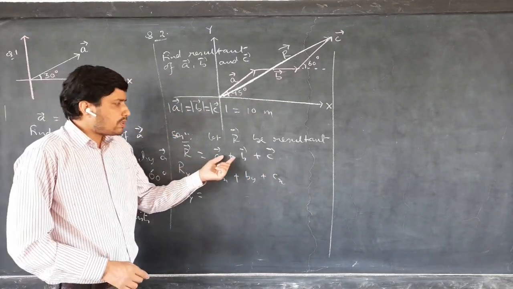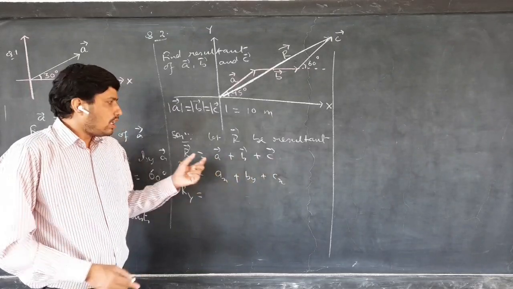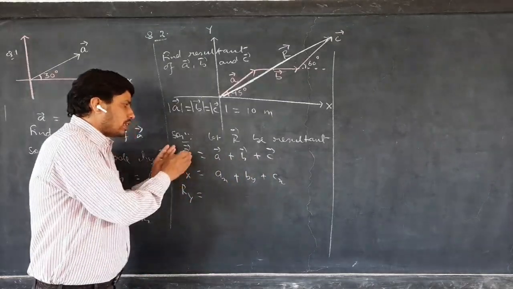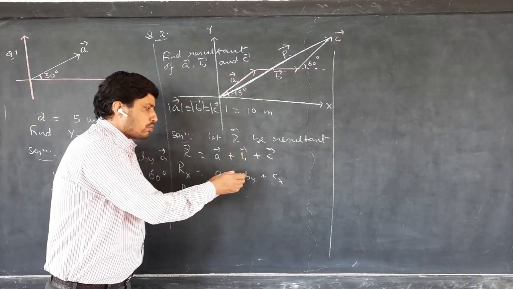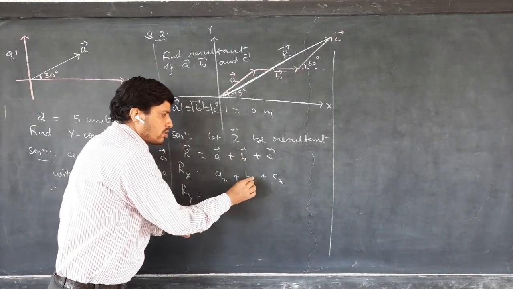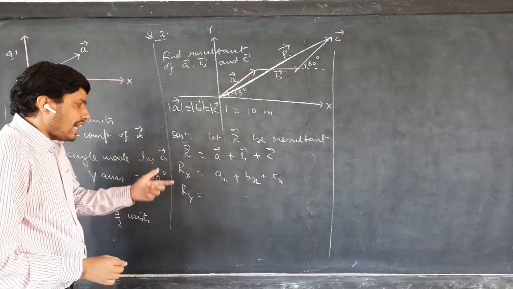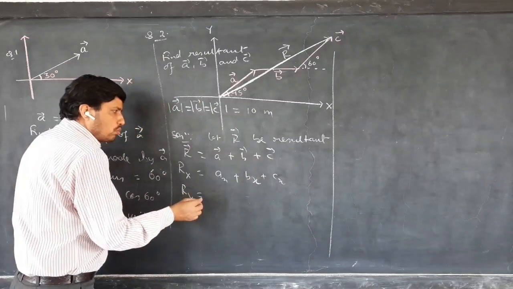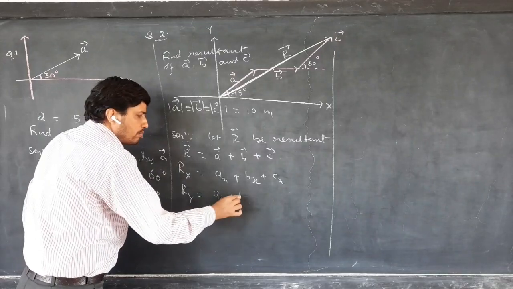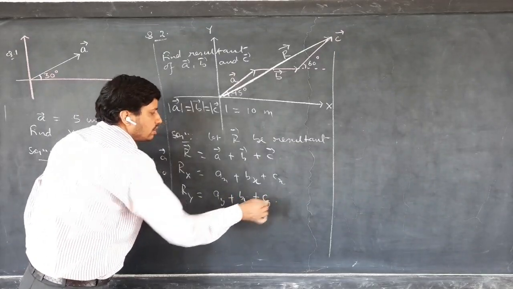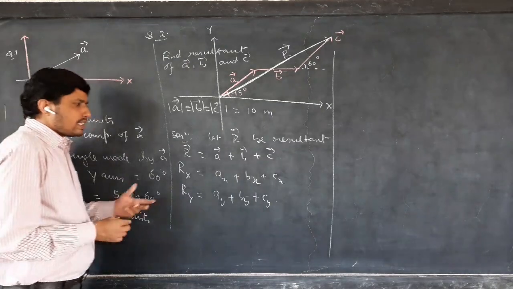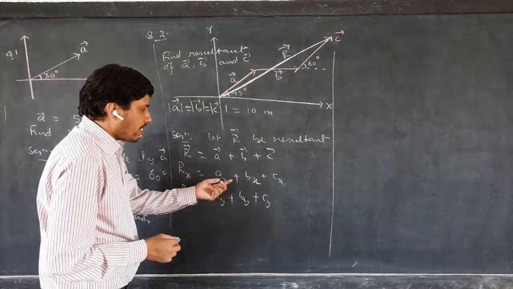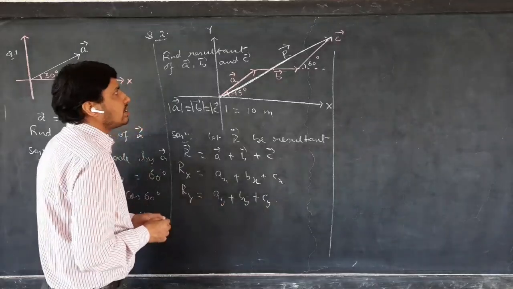If R is A vector plus B vector plus C vector, the x component of the resultant must be equal to x component of A vector plus x component of B vector plus x component of C vector. And likewise, we have the relation for the y components, so ay plus by plus cy. So let us find these by finding the values of ax, bx, cx.